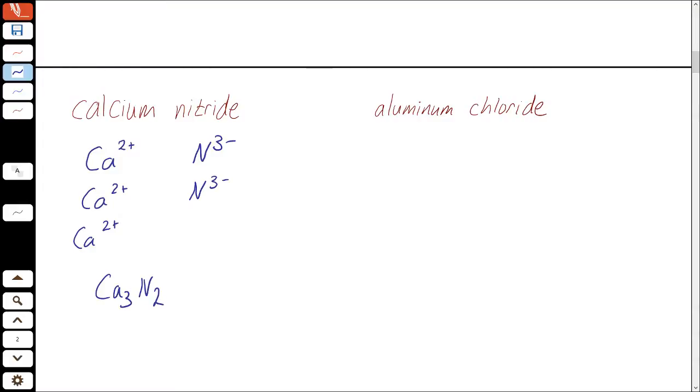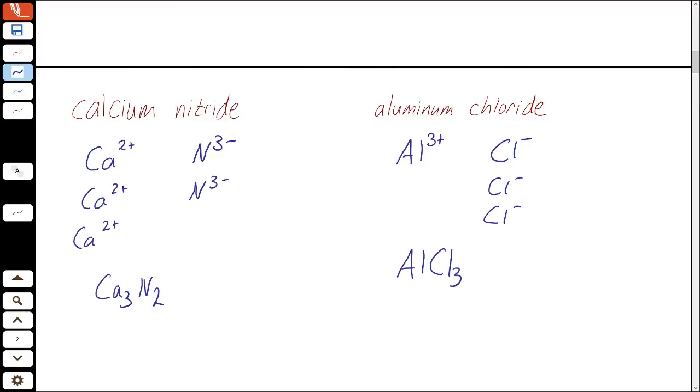Okay, good. What about aluminum chloride? Let's go for that one. Yeah, AlCl3. So we know aluminum is plus 3, chloride is minus 1. So we need 3 of those so that the charges balance out. And that gives us AlCl3.